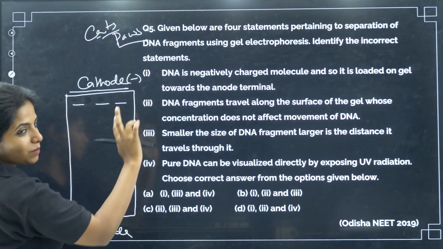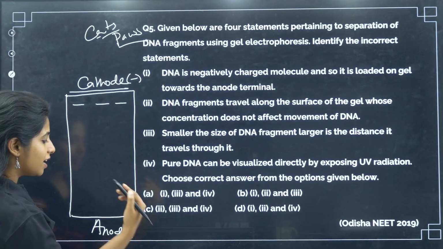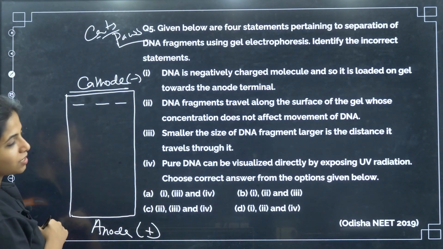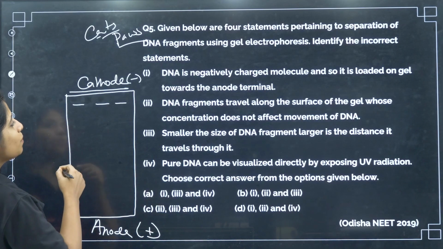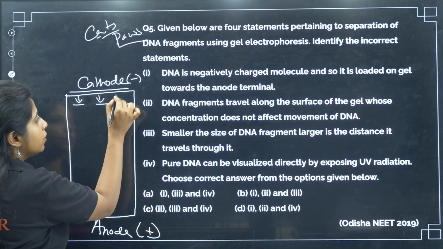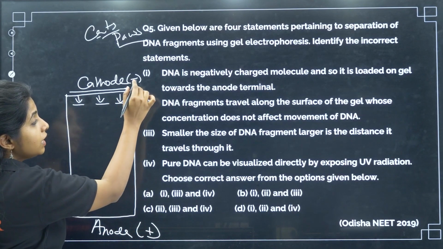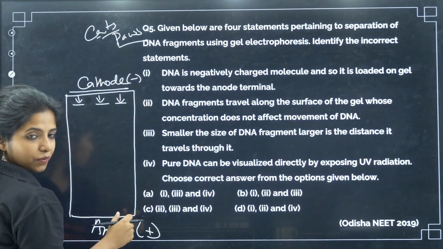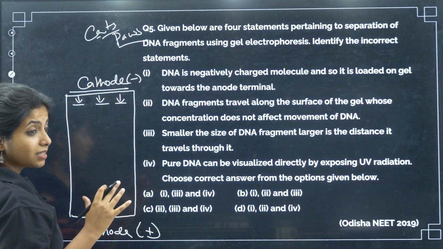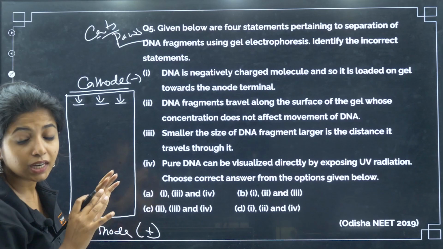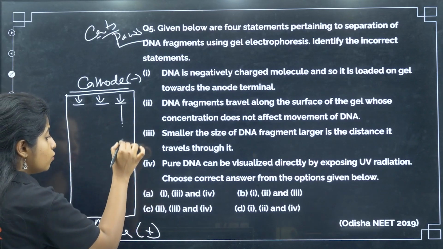But cathode is the opposite, it is negative. Anions are negative, but anode is positive, my dear children. So what is happening? When I put my DNA over here, which is negatively charged, will it stay here or will it move away? Obviously, things that are the same will repel, so they move away from it.